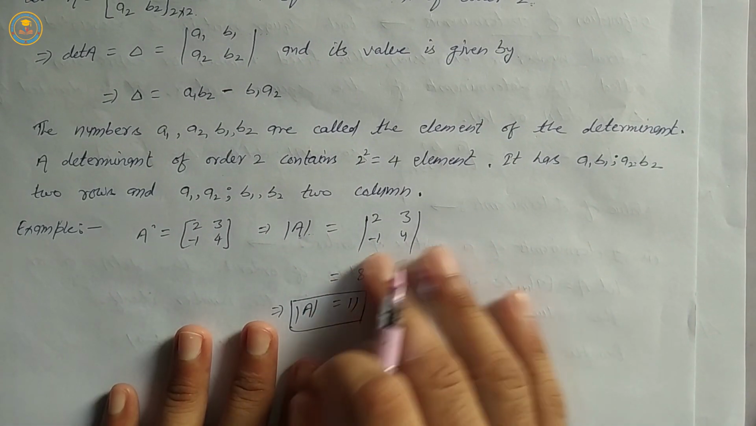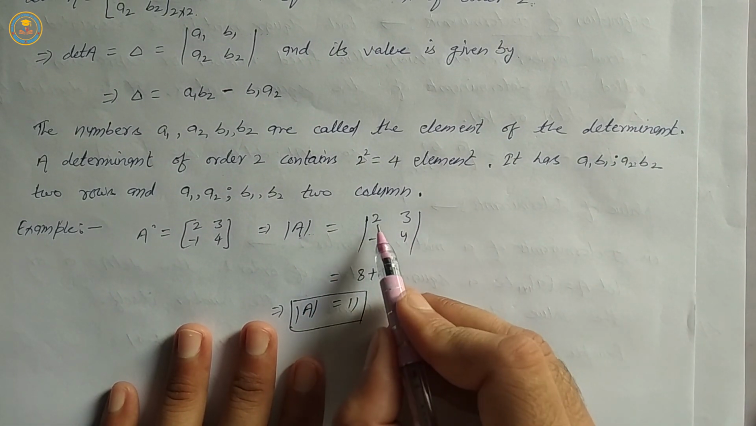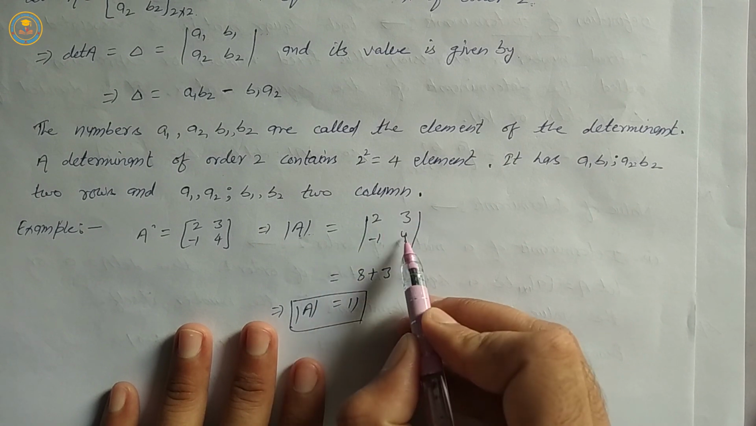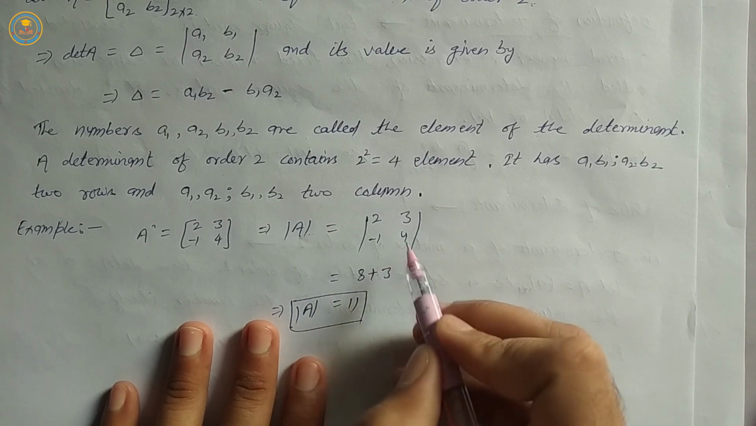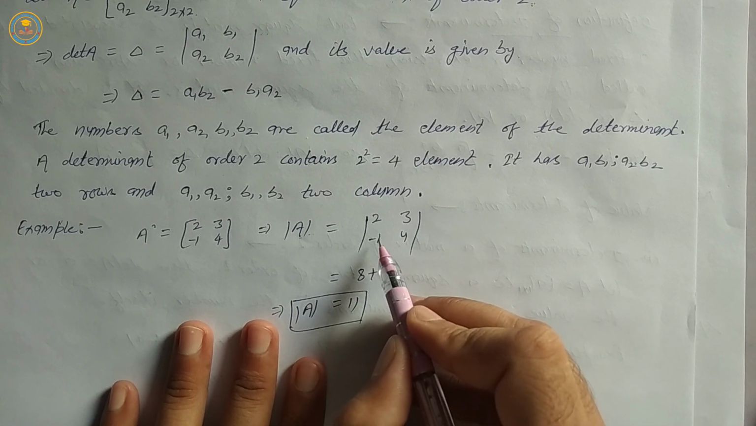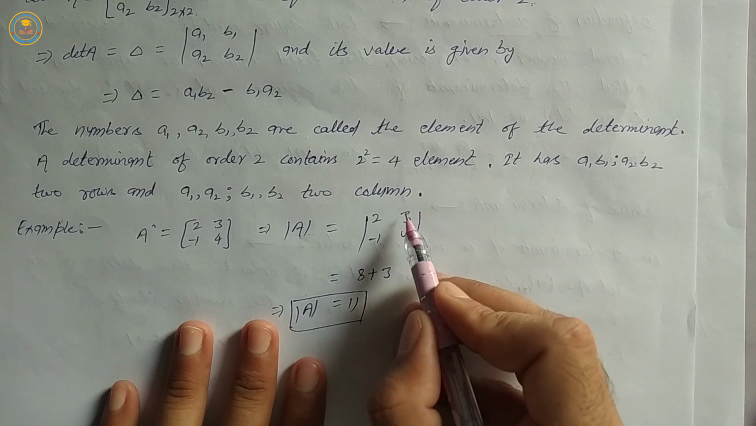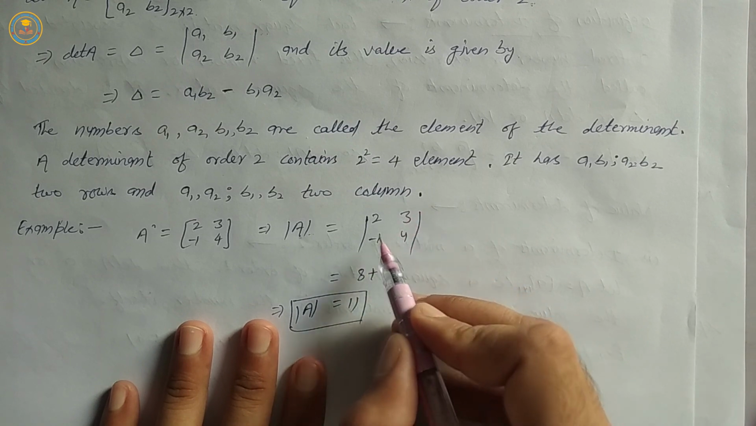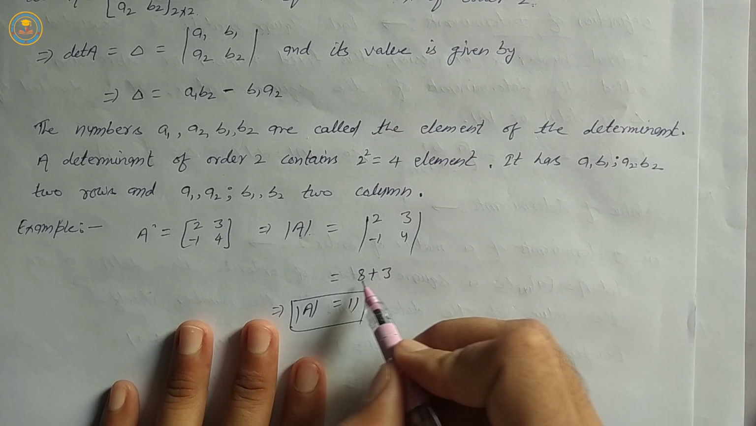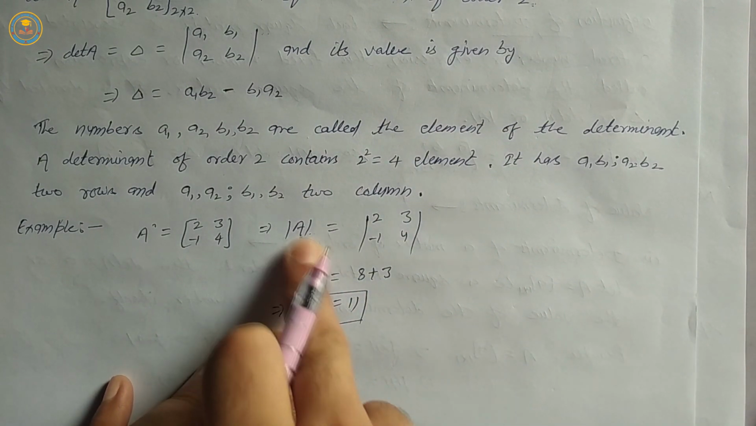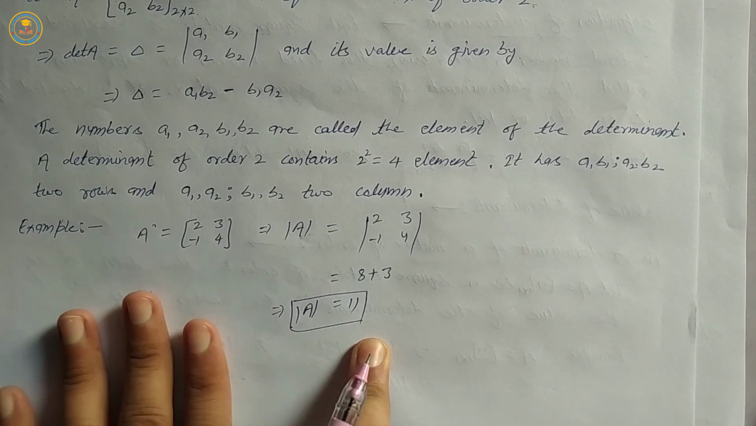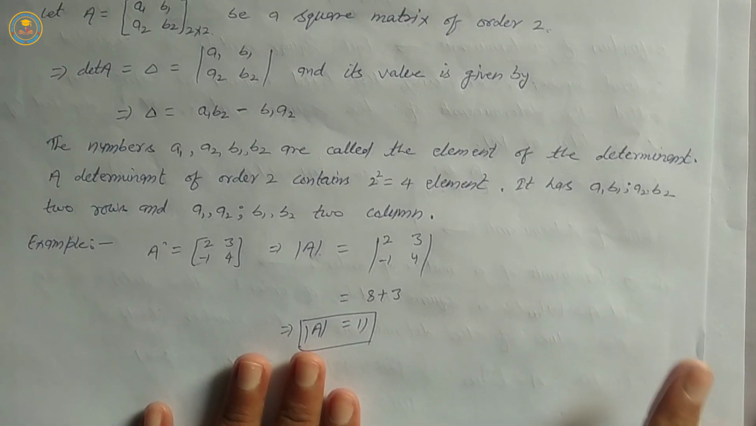And its value: product of the diagonal elements 2, 4, minus the product of the diagonal elements 3 into minus 1, minus 3. It means minus minus plus, add plus 3, is equal to 11. It means determinant of A is equal to 11. That is the answer. Okay.